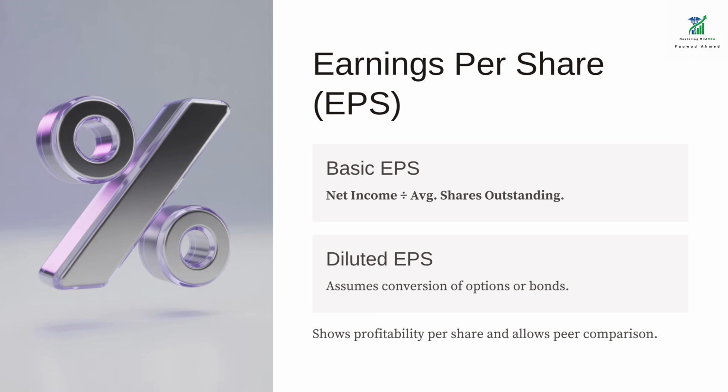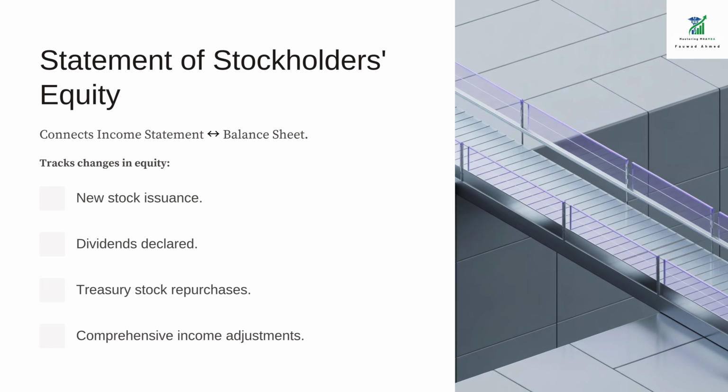Second is diluted EPS. This one goes a step further. It assumes that all potential shares, like stock options or convertible bonds, were converted into common stock. That means diluted EPS usually comes out lower because it spreads earnings across more potential shares. In short, basic EPS shows today's profitability per share, while diluted EPS reveals what it could look like if every potential share became real. EPS helps investors assess profitability on a per share basis and compare performance between companies with different capital structures.